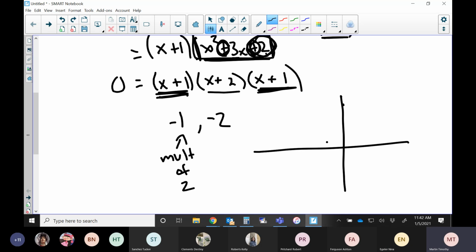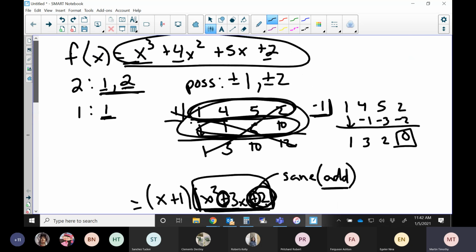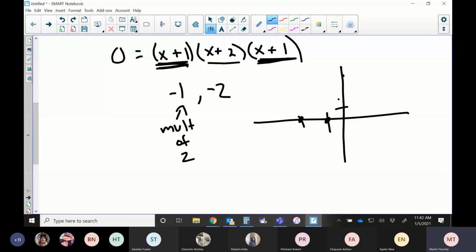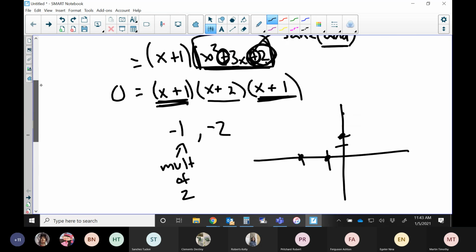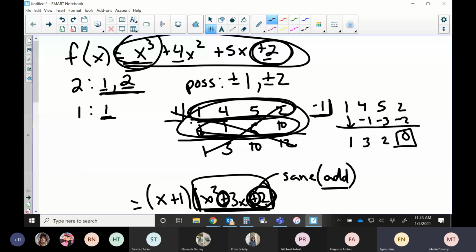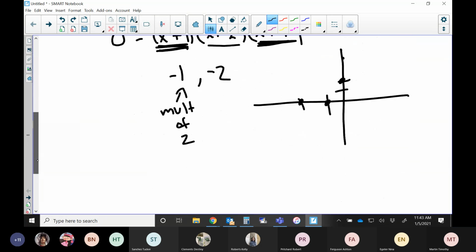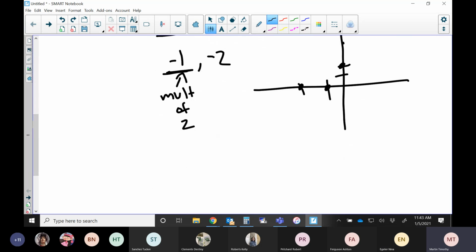So what does that mean for me? That means when I go to graph it, -1, -2. Now we're going to go up here and get our help. This tells me that there's a y-intercept at 2. So I go 1, 2. Since this is positive and odd, I know it's going to end up but start down. And I have a multiplicity of 2 here. So I'm going to start down. Since this one has a multiplicity of 1, it's going to go through. It's going to come here. Since it has a multiplicity of 2, it's going to bounce and go back. And that's kind of a sketch of that graph.